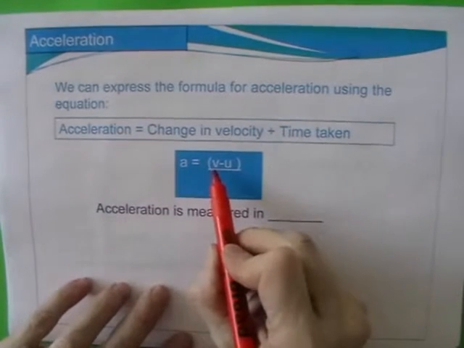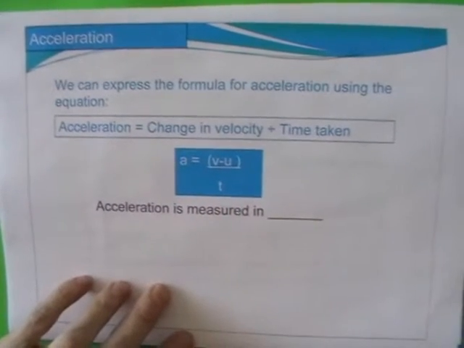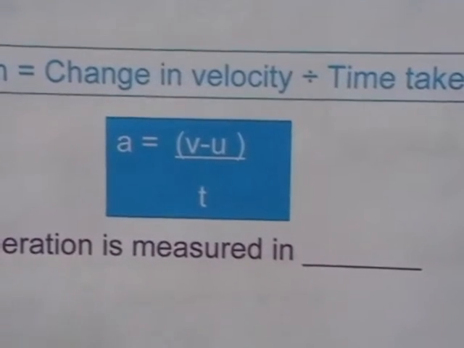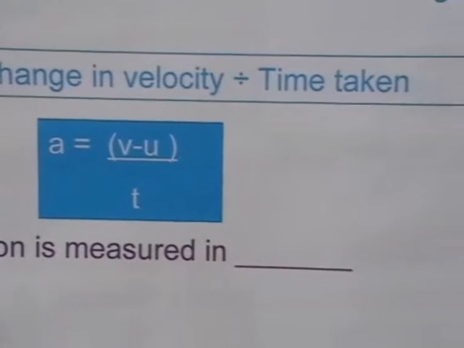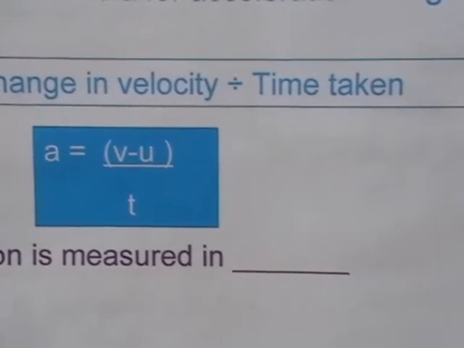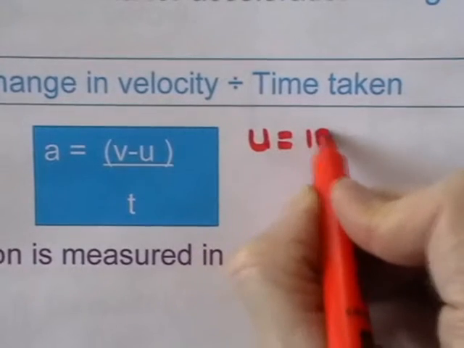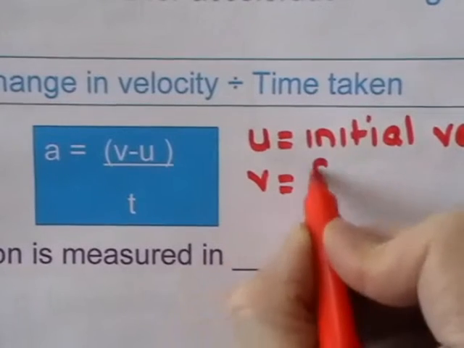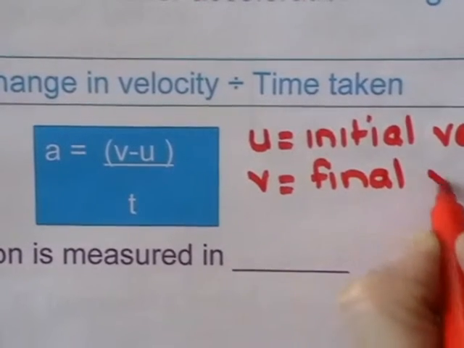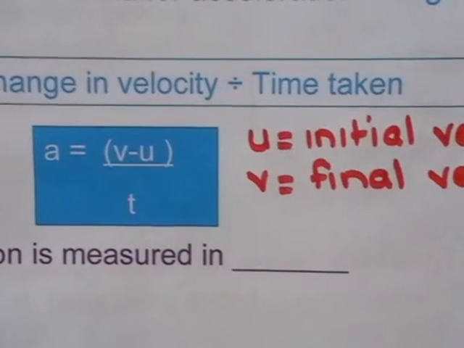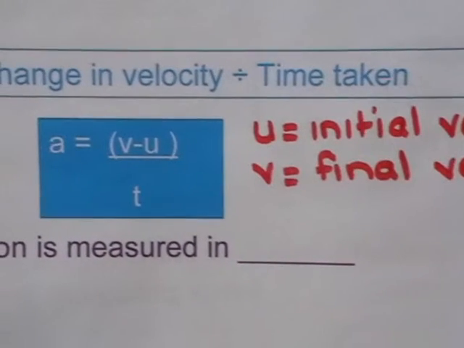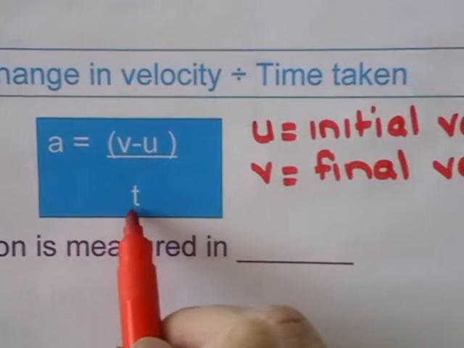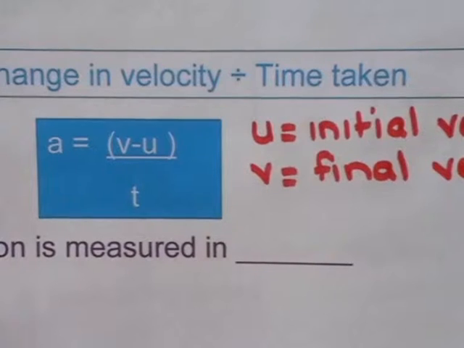Now we've written it down in symbol form, v minus u divided by t. I'll just scan in a wee bit so you can see that better. Now I'm just going to define v and u for you because we do use this for the equations of motion, which will be coming up shortly. So u is the initial velocity. V is the final velocity. And I'm not going to write down t because you know t is time. So you have to have your final velocity take away your initial velocity over your time. And that's how you get your answer for acceleration.